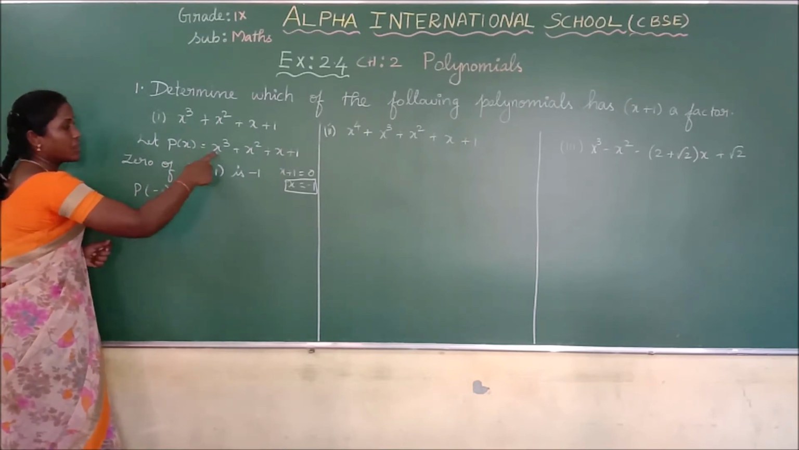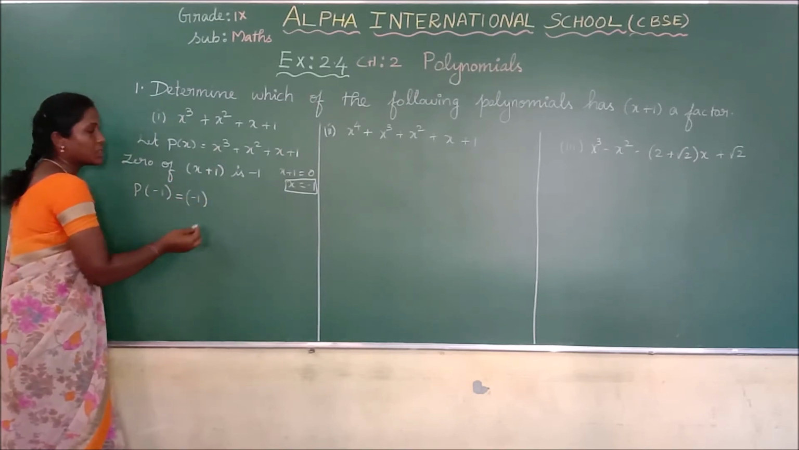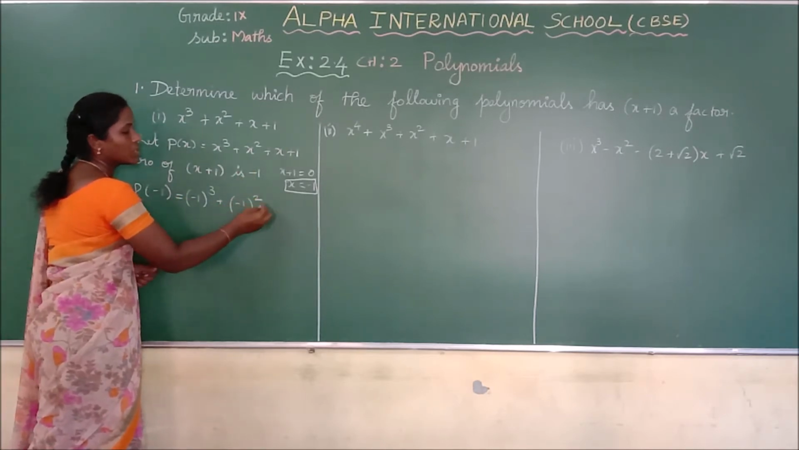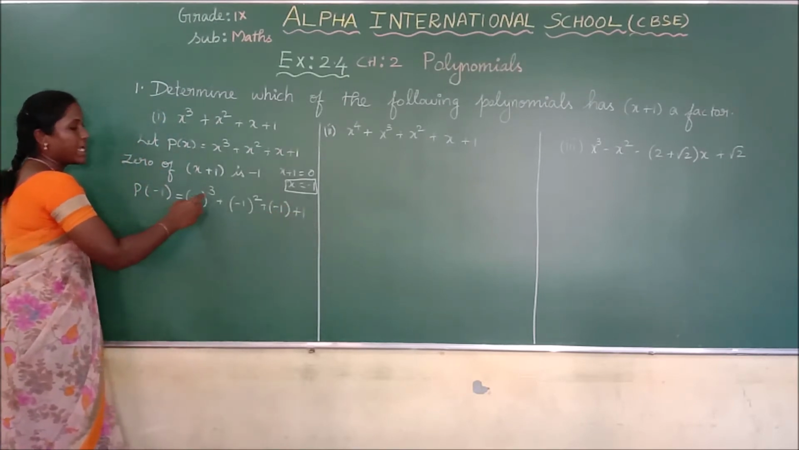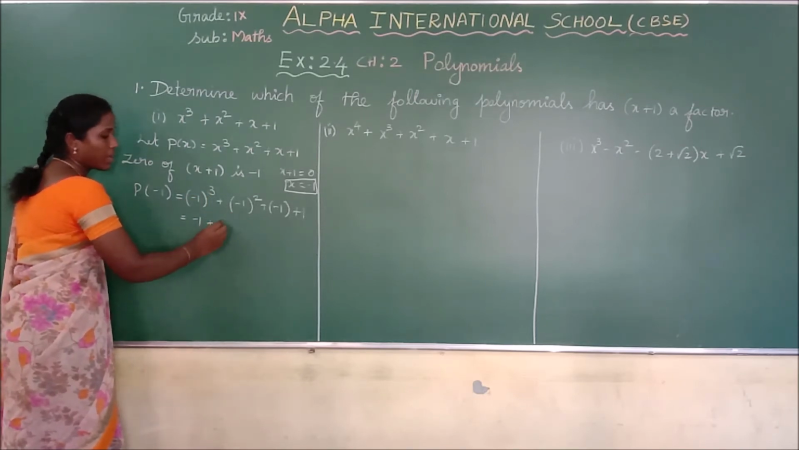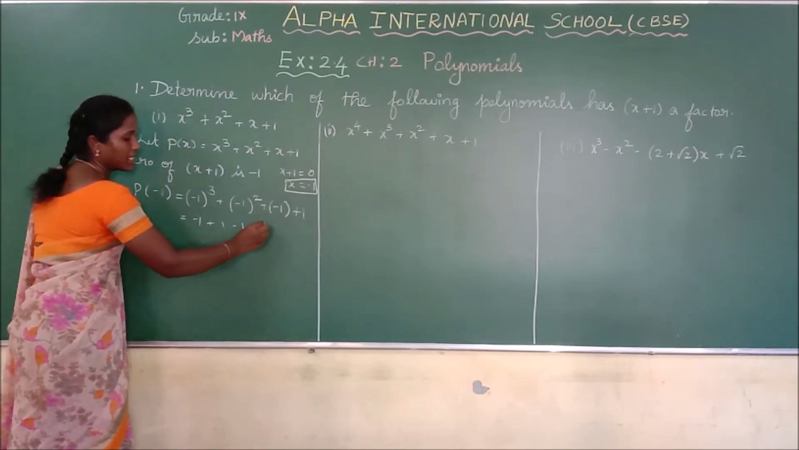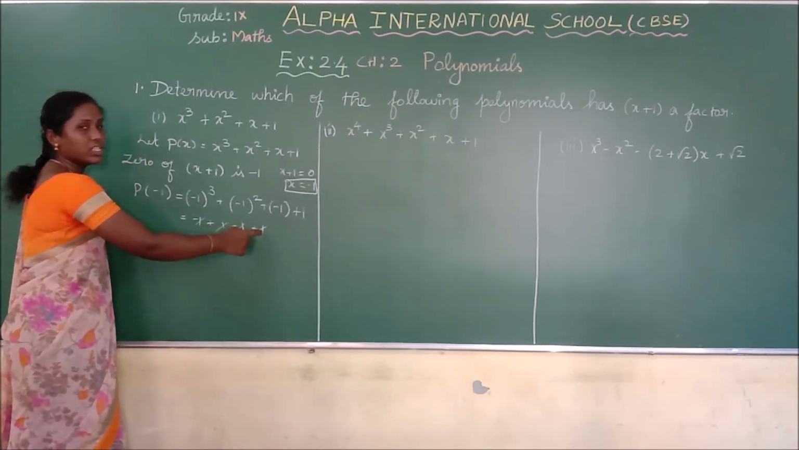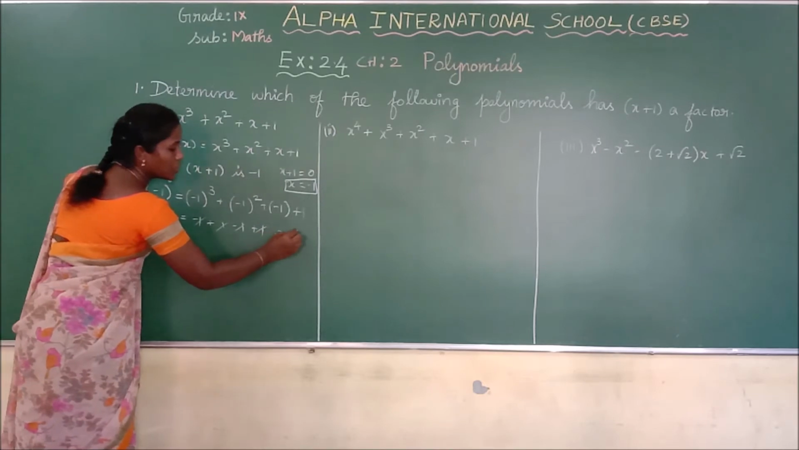So, P of minus 1 equal to, in the first term, here it is x cube. So, instead of x, we take minus 1. So, minus 1 the whole cube plus next term x square, so minus 1 the whole square. The next term is x, so plus minus 1, plus 1. Minus 1 the whole cube is minus 1, plus 1 for minus 1 the whole square, and plus into minus is minus 1, plus 1. So see here, plus 1 minus 1 will get cancelled. In any way the result of this is equal to 0.